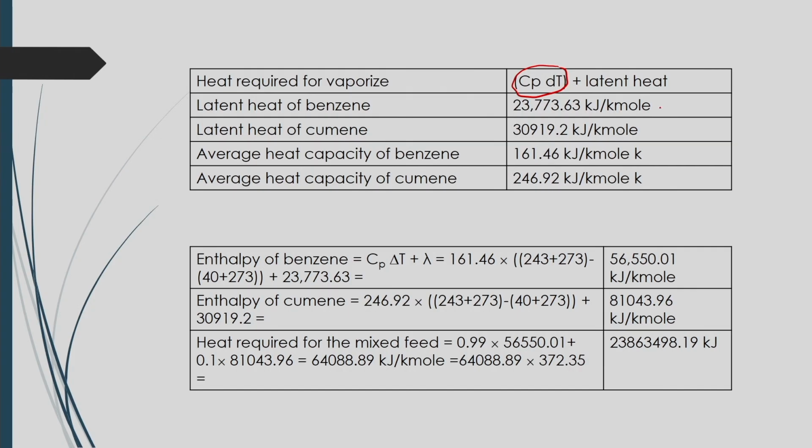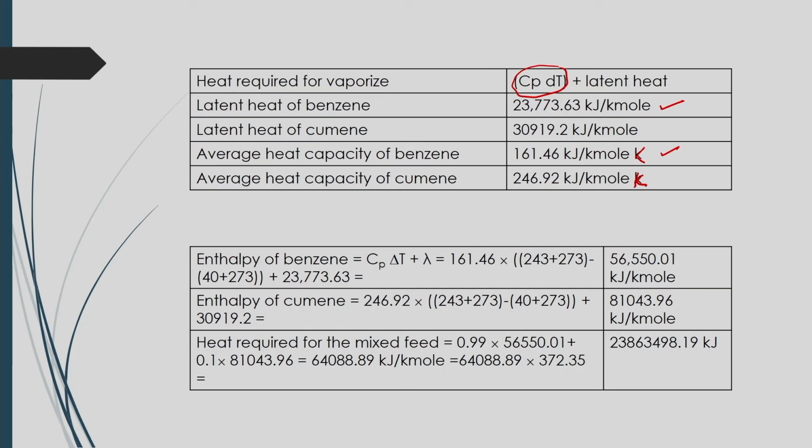The latent heat of benzene is given as 23,773.63 kilojoule per kilomole, and the latent heat of cumene is given as 30,919.2 kilojoule per kilomole. The average heat capacity of benzene is given as 161.46 kilojoule per kilomole K, K being Kelvin here, and the average heat capacity of cumene is 46.92 kilojoule per kilomole K. Now, what should be the enthalpy, that means the heat required for the vaporization of benzene?